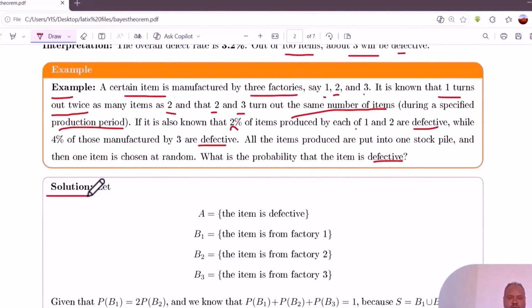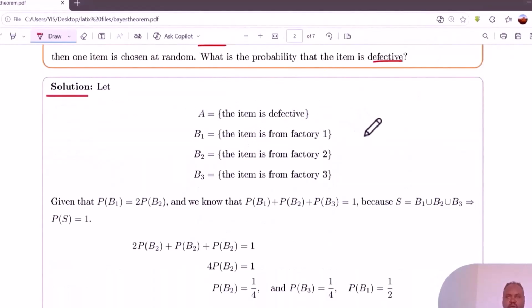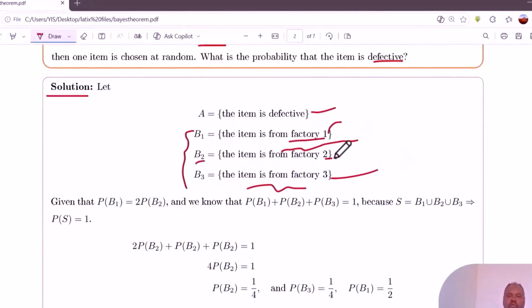So let's follow this solution step by step. We do have 4 events to be defined. What is the first event? The item is defective. The other 3 are the 3 respective factories. B1 is the item is from factory 1. B2, the item is from factory 2. B3 is the item from factory 3. So B1 represents factory 1, B2 factory 2, B3 is about factory 3.